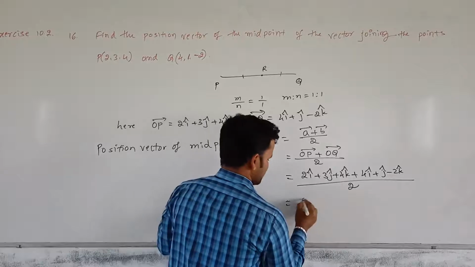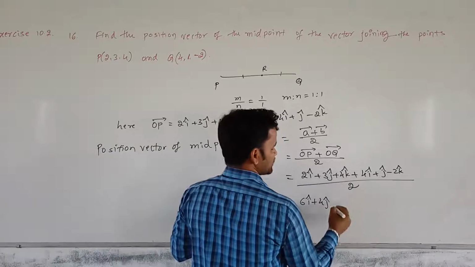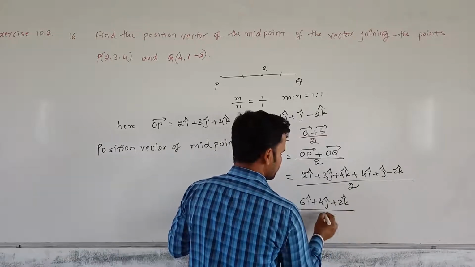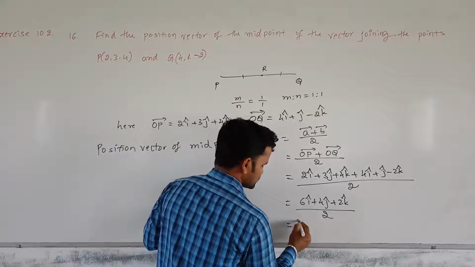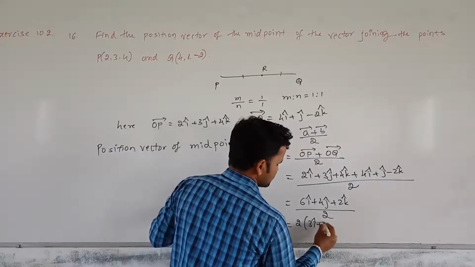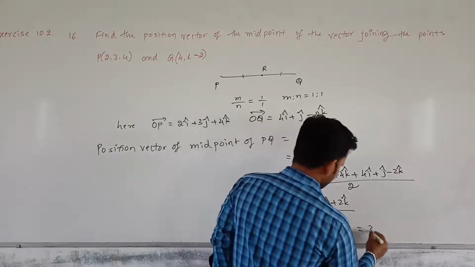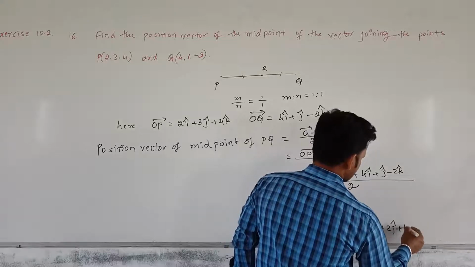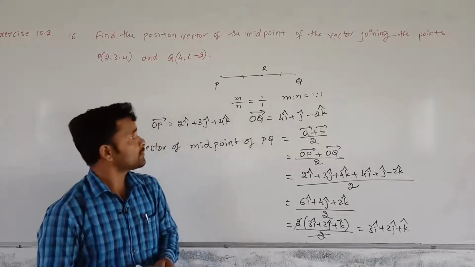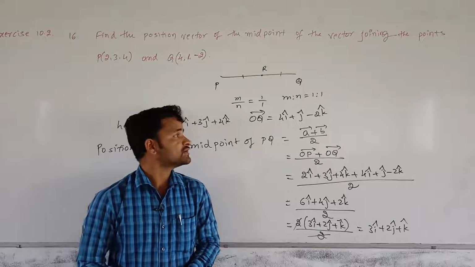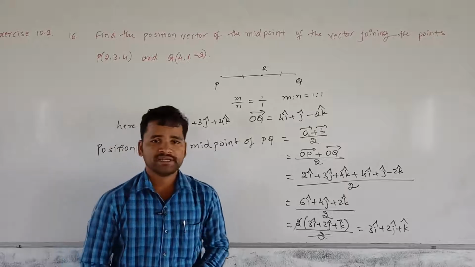2i plus 4i is 6i, 3j plus j is 4j, 4k minus 2k is plus 2k, whole divided by 2. Shall we take 2 common from the numerator? Yes, 2 is common, take it out. 2 into this is 3i plus 2j plus k, whole divided by 2. The 2 cancels out. We have here 3i plus 2j plus k as the position vector of the midpoint of the line joining the points P and Q.